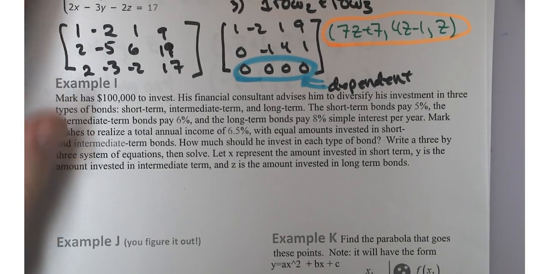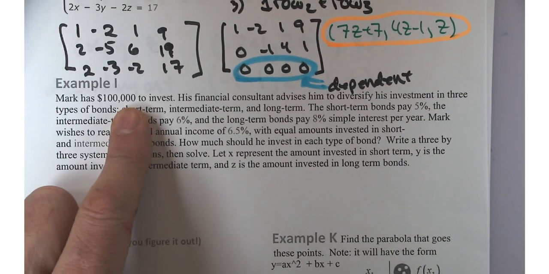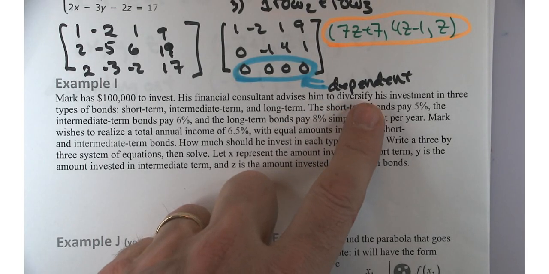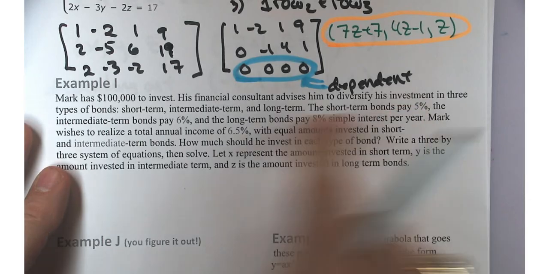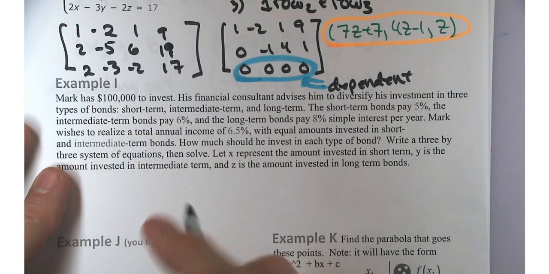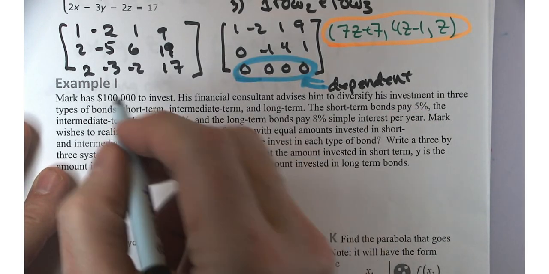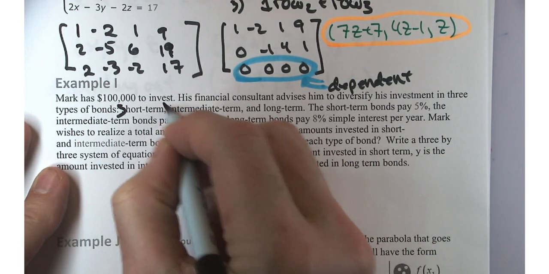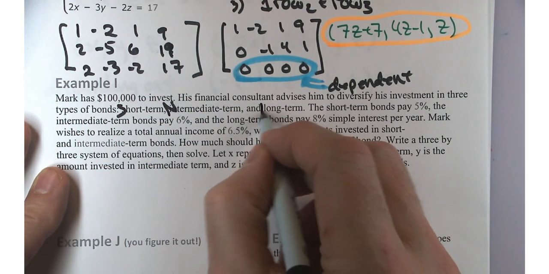Mark has $100,000 to invest. His advisors advise him to diversify his investment in 3 types of bonds: short term, intermediate term, and long term. So I'm going to use S, N for intermediate, and L for long term.